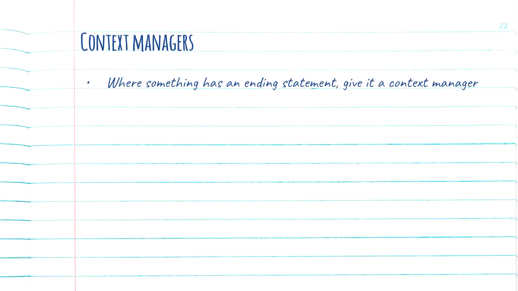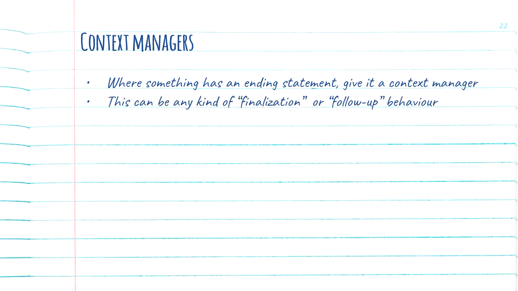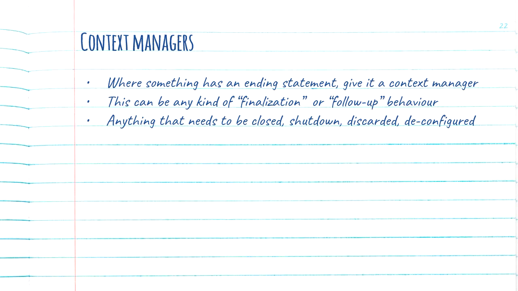So, starting with context managers. If you have any chunk of code that ends with some finalizing statement, it doesn't have to be a closed connection. Anything that needs some form of follow-up behavior, anything that needs to be closed, shut down, discarded, or deconfigured, this should have a context manager.